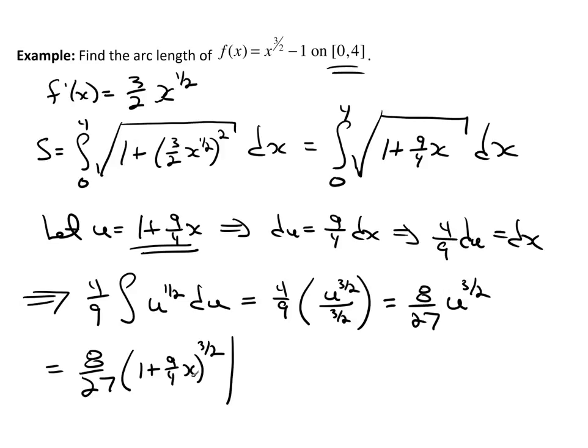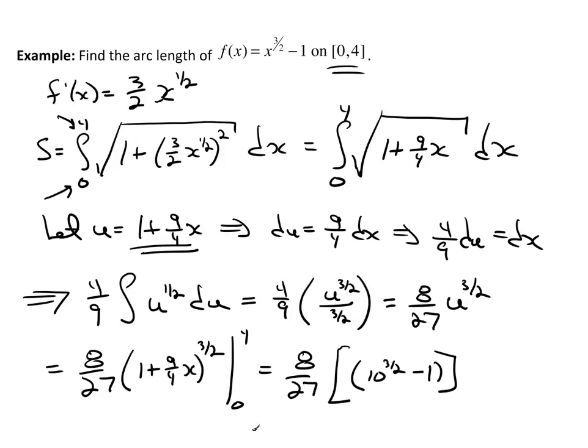Now that I'm back at x's, I can evaluate it from 0 to 4. So let's see, this is going to be 8/27 times, see, at 4, the 4's will cancel out. 9 plus 1 is 10. So this is 10 to the 3/2. Minus, at 0, I'm going to have 1 to the 3/2, which is just 1. And there's my answer.